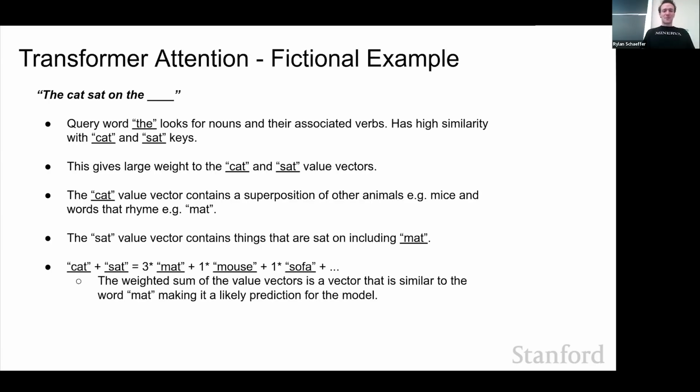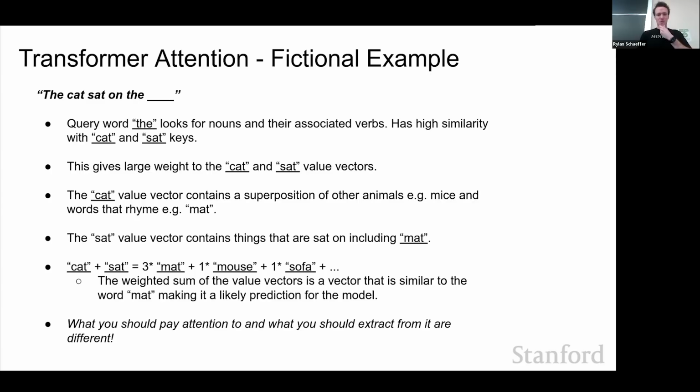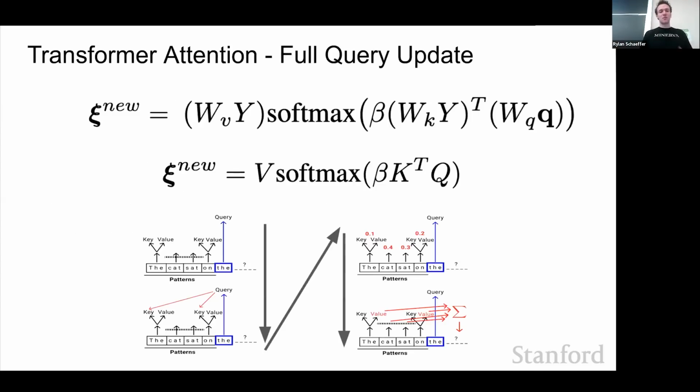What you actually get from the value vectors of paying attention to cat and sat is like 3 times mat plus 1 times mouse plus 1 times sofa. Again, this is a totally hypothetical example, but I'm trying to make the point that you can extract from your value vectors things useful for predicting the next token by paying attention to specific keys. Another thing here is that what you pay attention to, cat and sat, might be different from what you're actually extracting. You're paying attention to your keys, but you're getting your value vectors out.